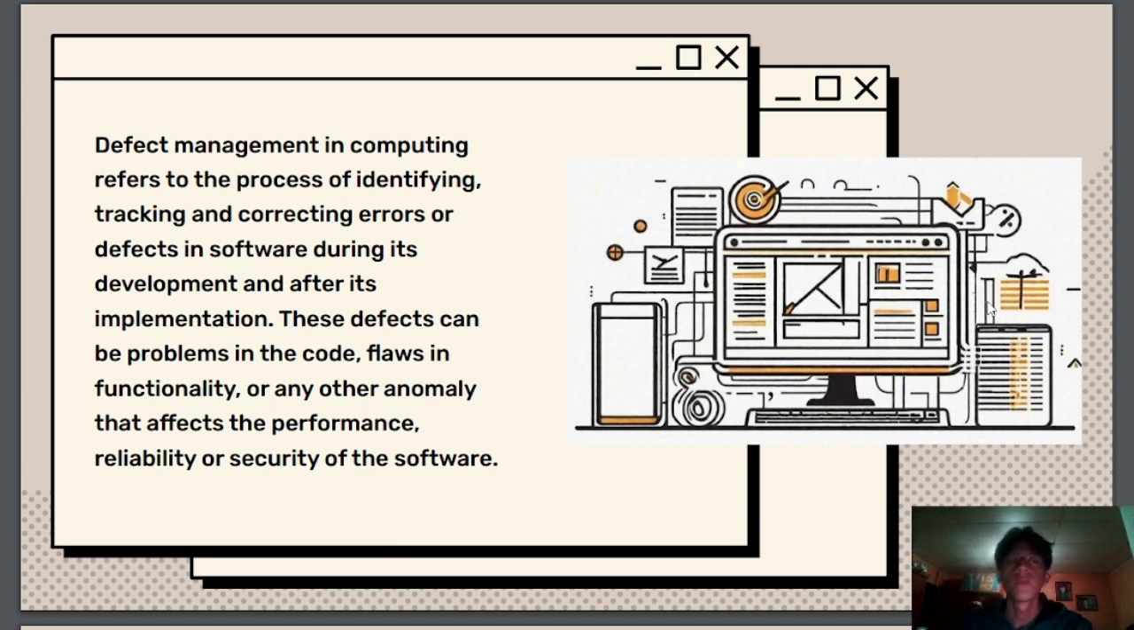Defect management. Defect management in computing refers to the process of identifying, tracking, and correcting errors or defects in software during its development and after its implementation. These defects can be problems in the code, flaws in functionality, or any other anomaly that affects the performance, reliability, or security of the software.